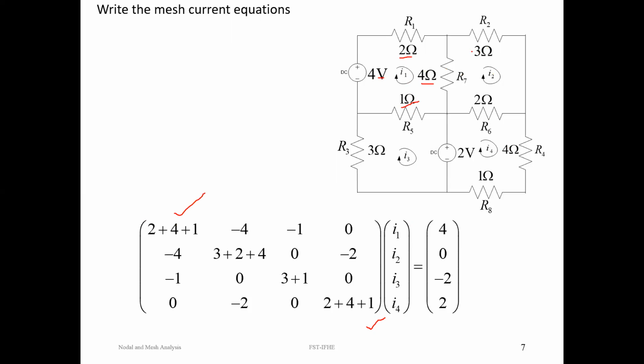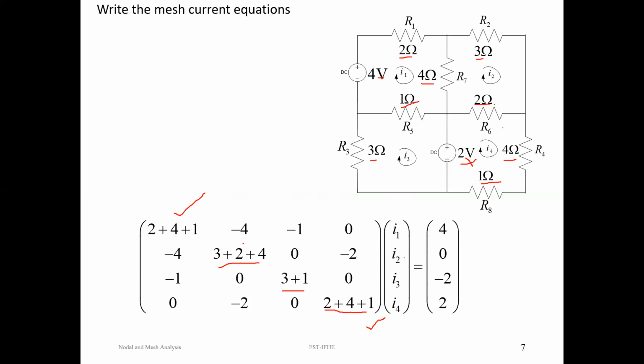Then the second diagonal element 2 by 2 is 3 plus 2 plus 4. The third element will be adding all resistors in the third loop, so 3 plus 1. The 4 by 4 element will be 2 plus 4 plus 1 plus 2. Sorry, you should not add a voltage source. Be careful, you should not add a voltage source. So 2 ohms plus 4 ohms plus 1 ohm.